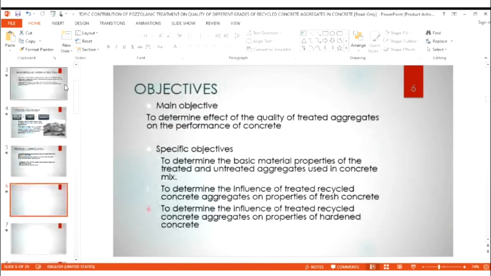Our main objective was to determine the effect on the quality of treated aggregates and the performance of concrete. Our specific objectives include to determine the basic material properties of the treated and untreated aggregates used in concrete mix, to determine the influence of the treated recycled concrete aggregates on the properties of fresh concrete, and to determine the influence of treated recycled concrete aggregates on properties of hardened concrete.